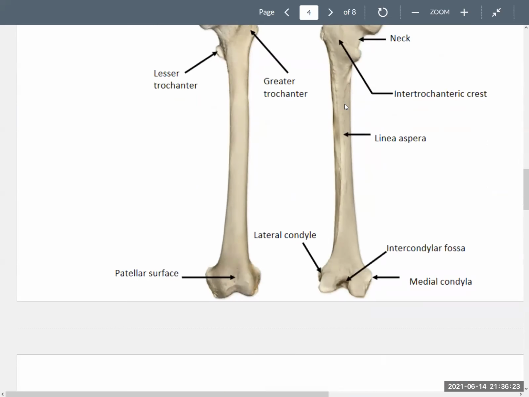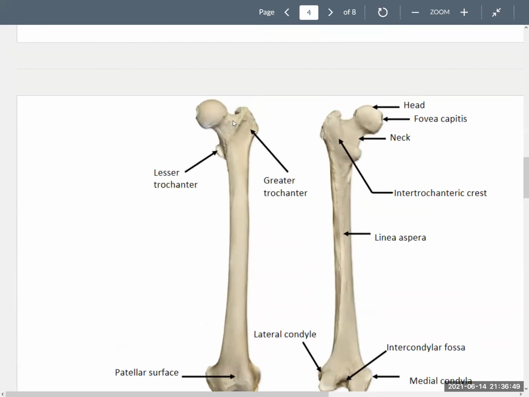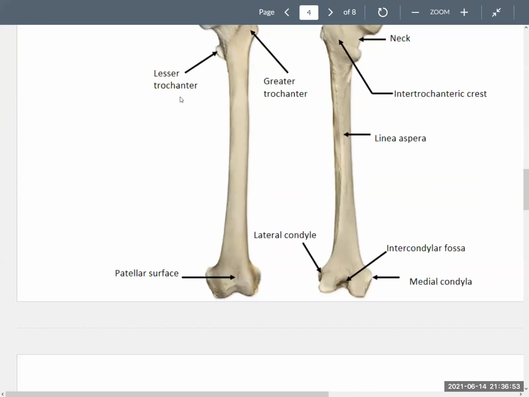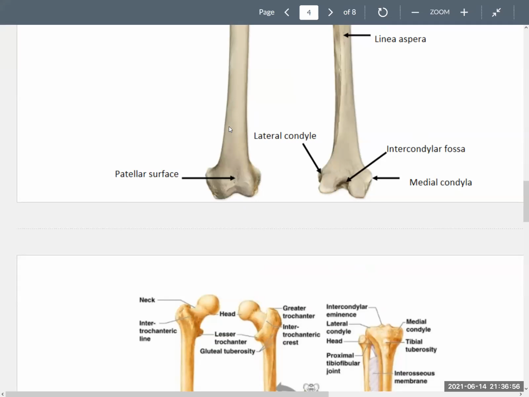On the posterior side of the diaphysis or shaft, you have this raised area for the attachment of the hamstring muscles. This is the linea aspera, not present on the front. Let's go back to anatomical view, this one, and come down the diaphysis on the front. And here we find a smooth area where the upper half of the patella or kneecap will articulate. This is the patellar surface.